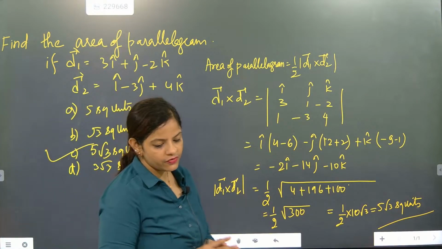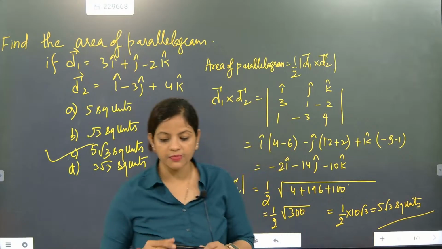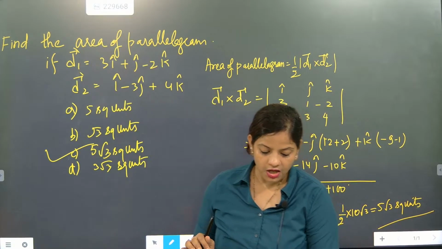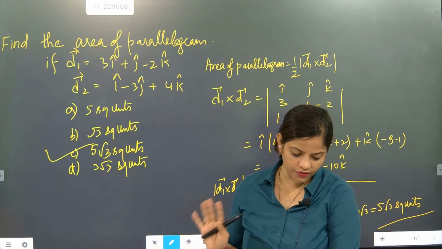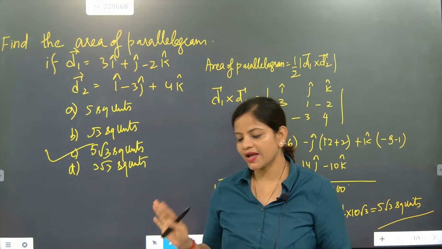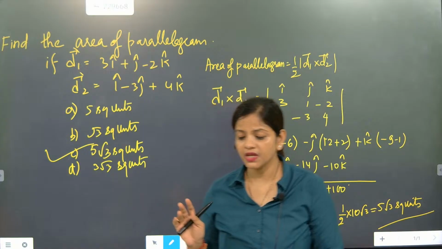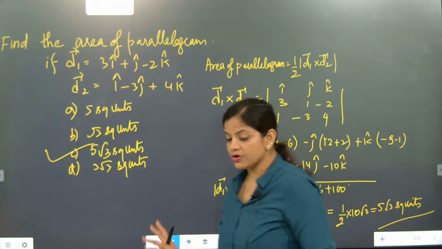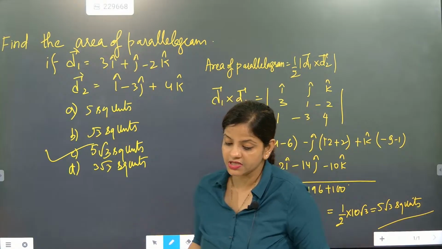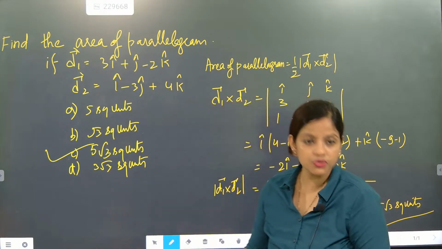It is coming as 5 root 3. So we have seen two different types of questions coming in examination. Now we are going to go for the type of questions where you will feel the tricks of the question. So the area of the triangle also you will be able to find. If somebody asks you, find the area of the triangle whose vertices are, because this question came in CBSE examination, we must know how to solve this question.